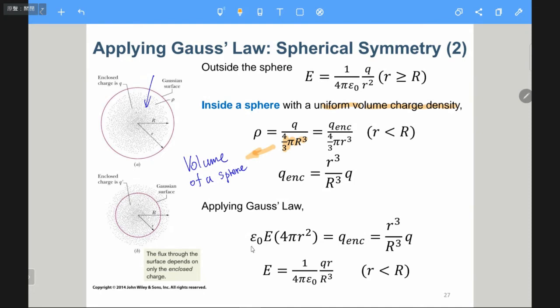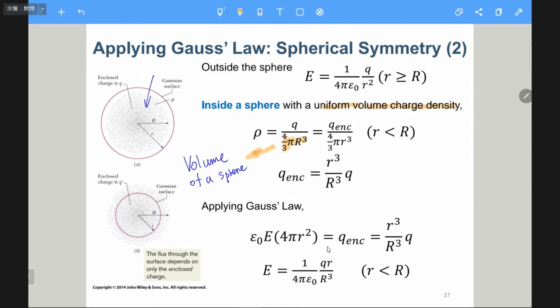Okay, so applying Gauss law. So this is epsilon naught times the total flux. Total flux is uniform because the charge density is uniform. And then we have E times the surface area, which is 4 pi r squared here. And then Q enclosed is this term. So we have an expression like this.